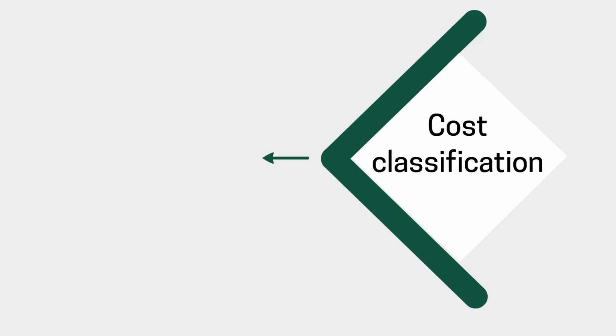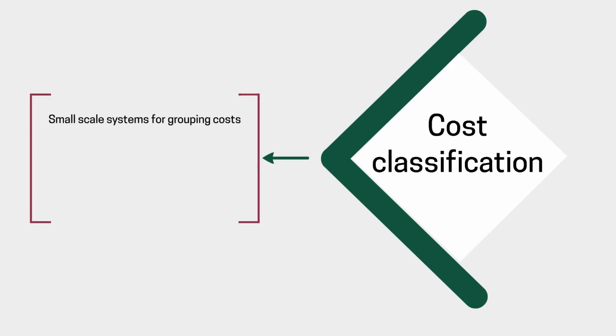So on to the subject of this video, which is cost classification. And classifying your costs is very, very important as a management accountant. You cannot cost effectively, you cannot plan effectively, you cannot budget effectively if you cannot classify your costs and you don't understand the nature of your costs. So particularly if you are new to CIMA, quite early in your CIMA studies, it's really important that you get to grips with one of the real fundamental basics, which is how to classify your costs. And cost classification is ultimately about building a small-scale system for grouping costs effectively.